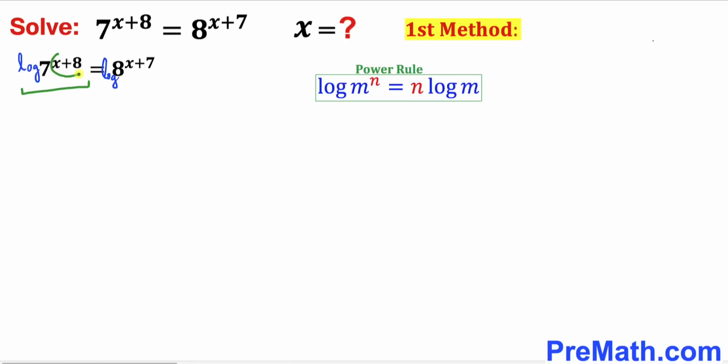So this exponent x plus 8, I'm going to move it all the way to the very front. And likewise on the right hand side, I'm going to move this exponent x plus 7 to the front as well. So therefore I can write this as (x+8) times log of 7 is going to be equal to (x+7) times log of 8.